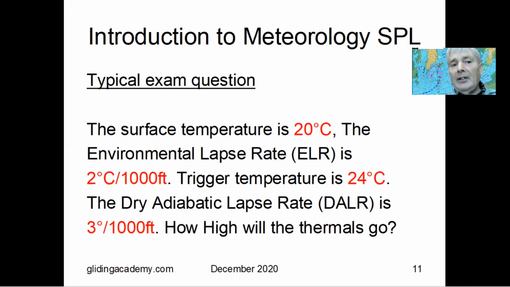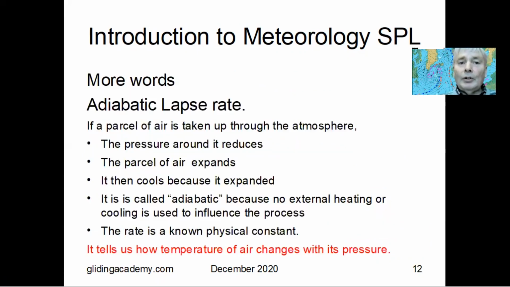It then goes on to say that the dry adiabatic lapse rate is 3 degrees C per 1,000 feet. And what on earth is that? Well, adiabatic lapse rate is another expression which is initially difficult to understand. If we take a parcel of air and move it up through the atmosphere, a little bit like a balloon going up, then as the pressure reduces as we go up, the parcel of air expands, because the pressure around it is lower.